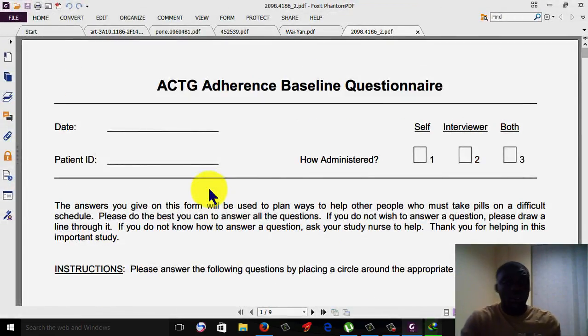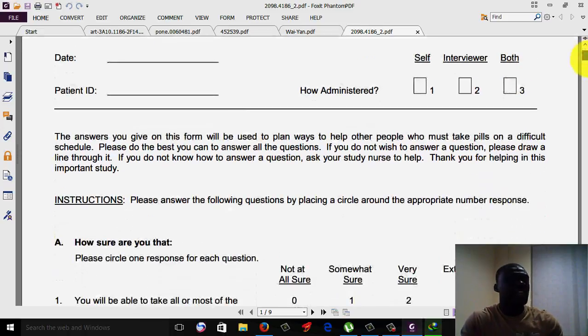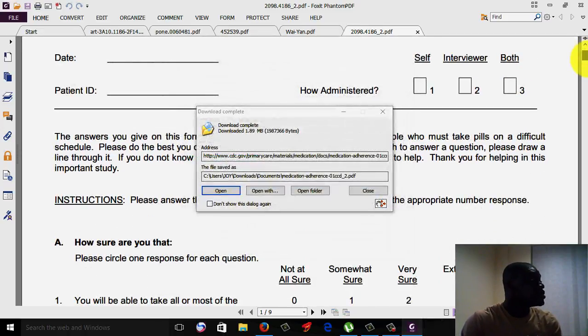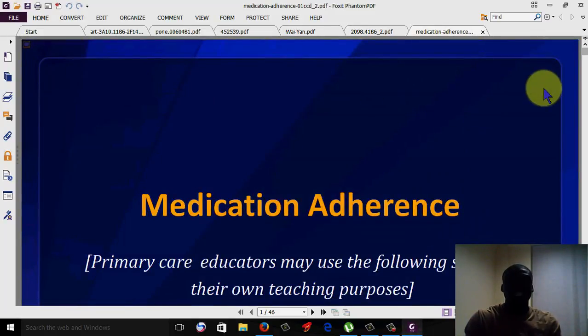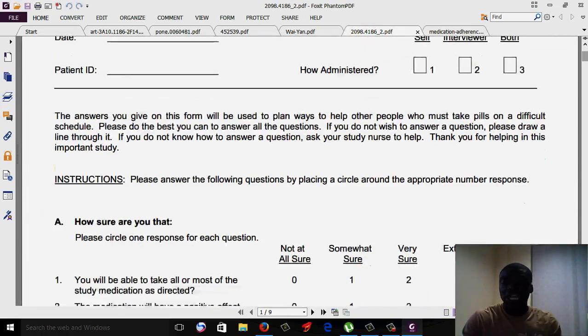The person. Good. So for example, this is the ACTG adherence baseline questionnaire. You just take it, look through it, and then see if the things in there are applicable to what you want to do. Why not? You just use it. There's another questionnaire that I just downloaded. You can go through them. Medication adherence, primary care education, and so on. So there are a lot of them available that you can take.